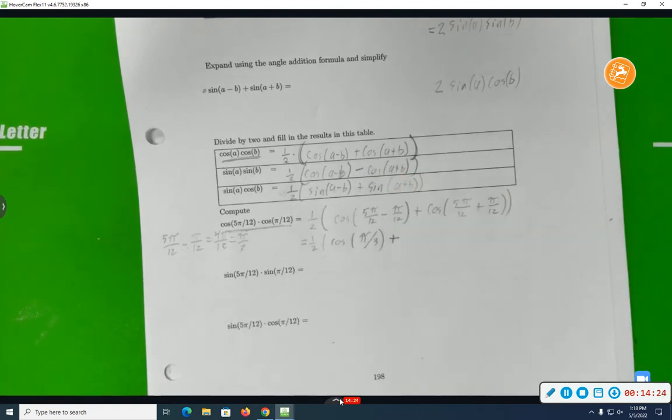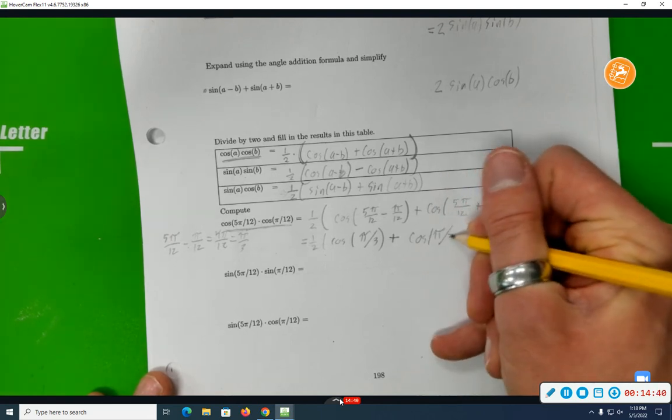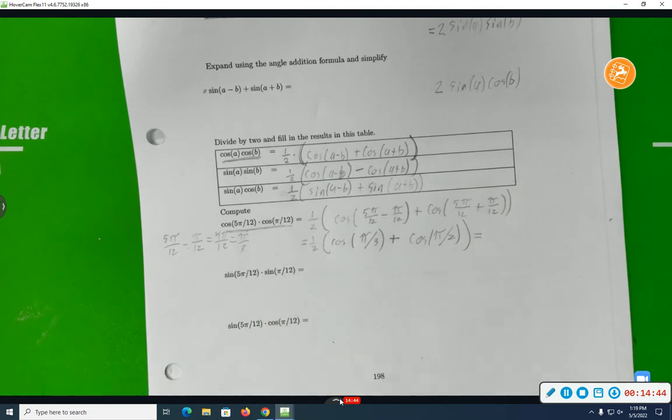All right, same thing, but 5 pi over 12 plus pi over 12. Do I go pi over 2? No, 6 pi over 12, which is the same as pi over 2, plus cosine pi over 2. All right, and those are either things that you just know, or you know how to read off of the unit circle. What's the cosine of pi over 3?